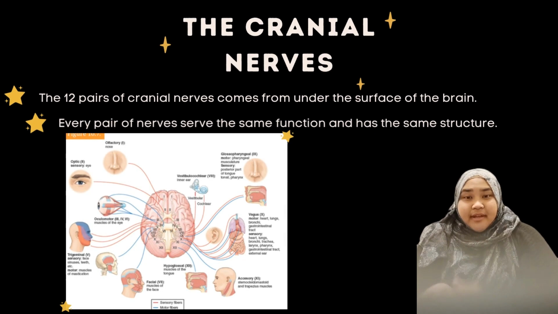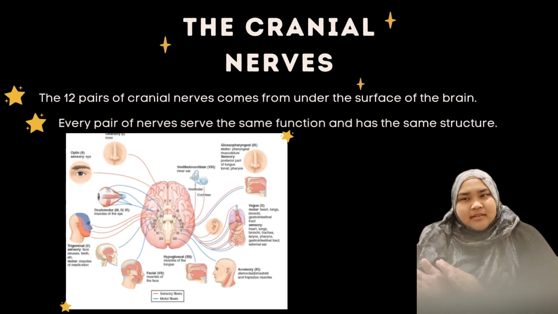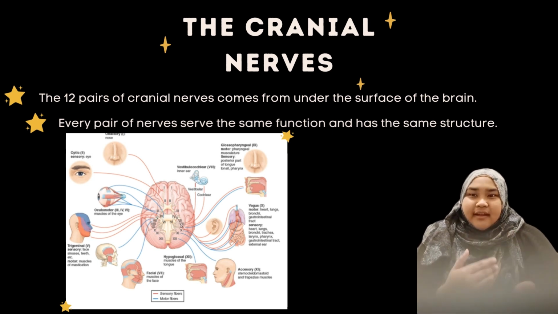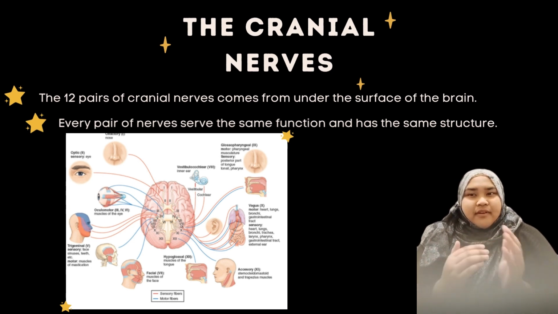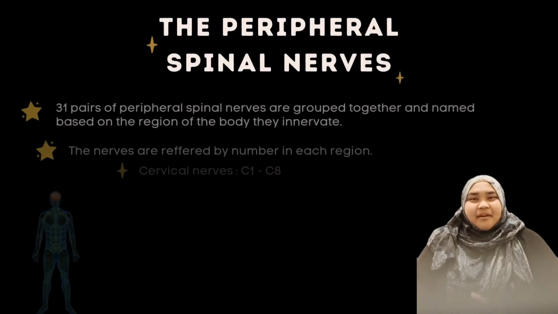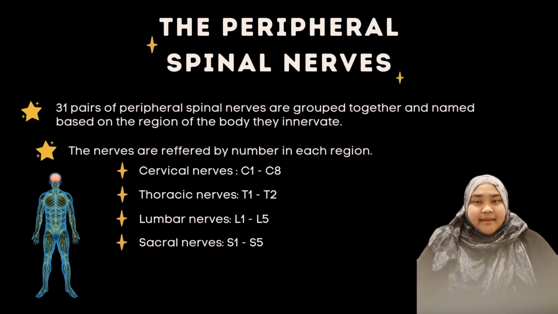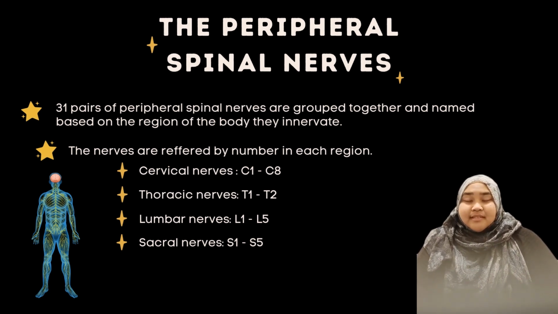Now, as for the cranial nerves, they come from the undersurface of the brain. All pairs of nerves carry the same function and structure. As you can see in the diagram, these cranial nerves are identified by Roman numerals for the area or function that they serve. The spinal nerves have 31 pairs that are grouped together and named based on the area of the body that they innervate. Sometimes, spinal nerves also join with others to form a plexus to innervate a certain area. Do refer to the picture that will be displayed after this.